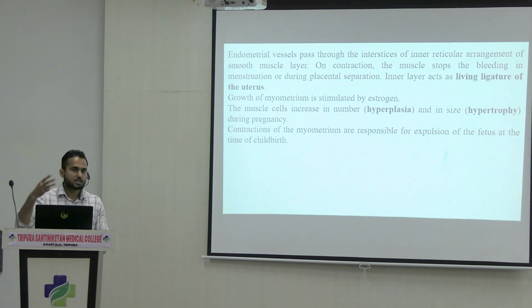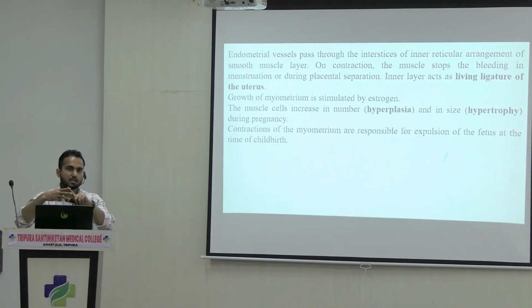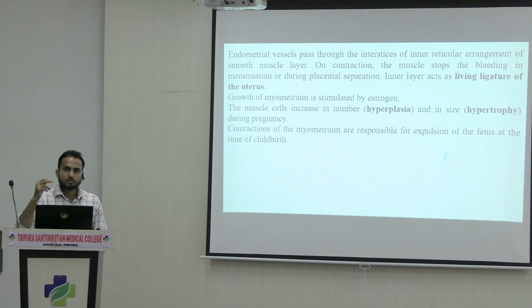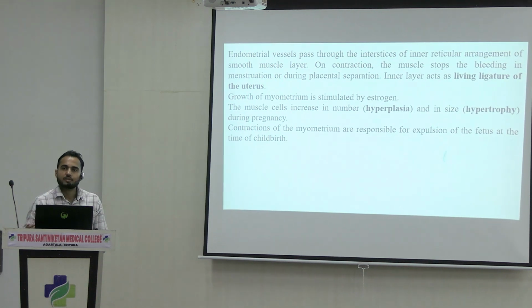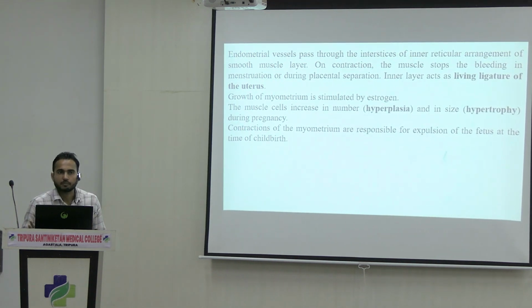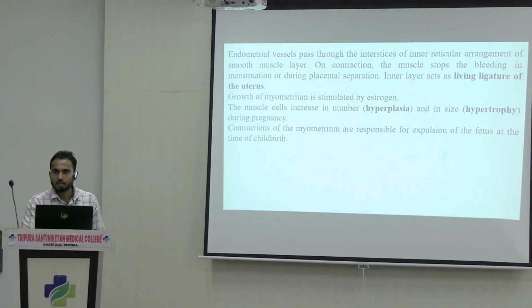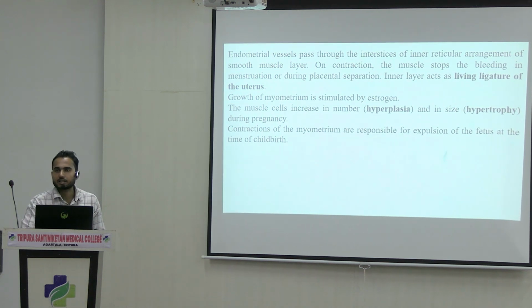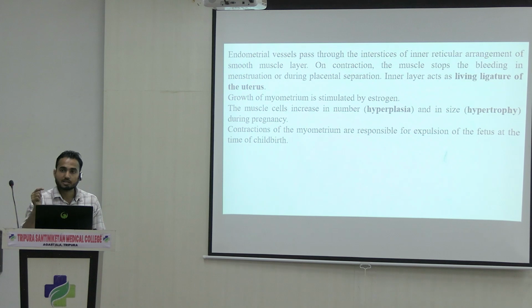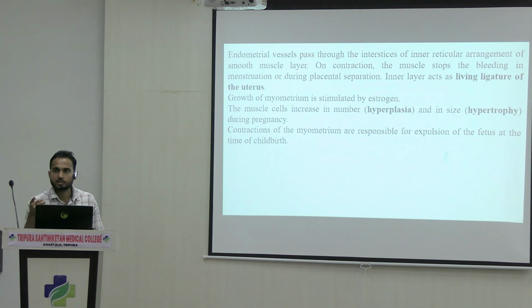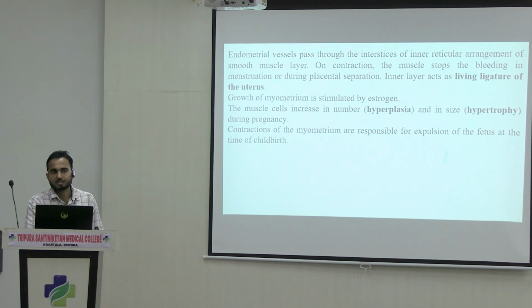So in myometrium, as I mentioned, three layers are there. Outer is the longitudinal, inner and middle are the circular ones. Now if you see the inner layer, the muscle fibers are arranged in the form of reticulum, through which the blood vessels are passing and reaching the endometrium. When that particular layer contracts, the bleeding will stop. That means the blood supply from that particular blood vessel will stop, and it is required during menstruation and when placental separation is taking place. That's why it is called the living ligature of the uterus.